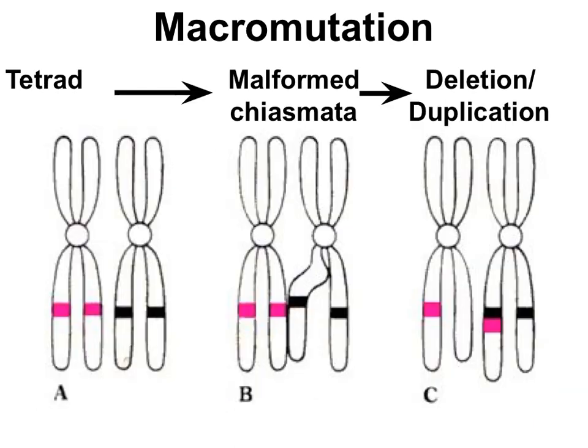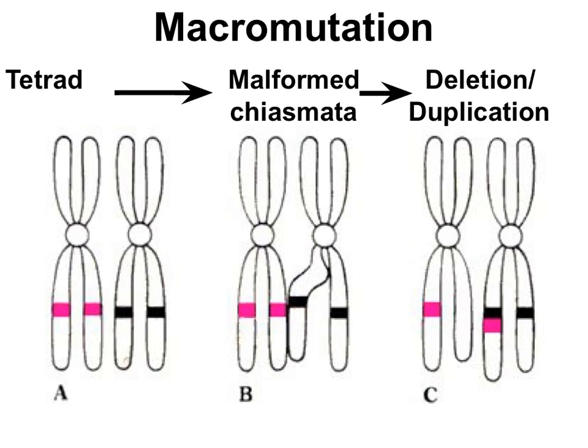Here's a diagram showing how deletion and duplication macromutations happen. The pink bands and the black bands are two different alleles at the same genetic locus. During prophase 1, the homologs pair up, but they pair up in a wrong spot. But then they still swap chromosome pieces. The chromosome on the left ends up with a deletion, having none of the locus of interest. The chromosome on the right ends up with a duplication, getting both the pink and the black allele for the same locus.